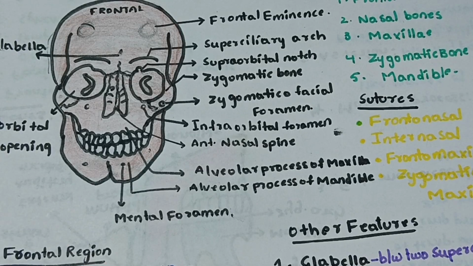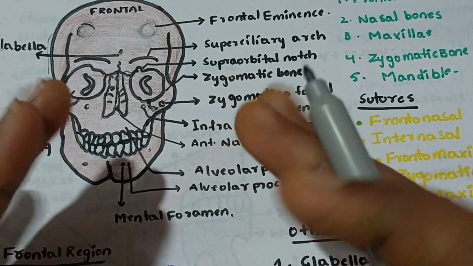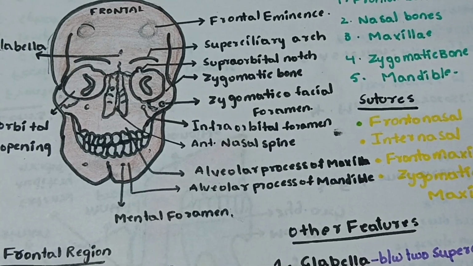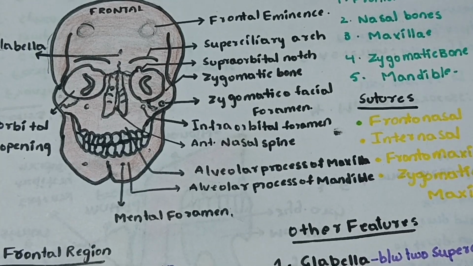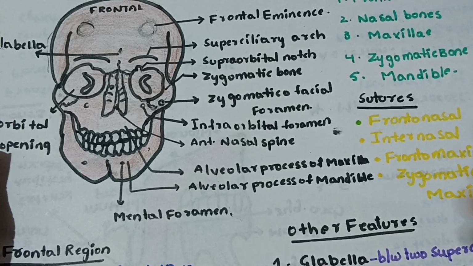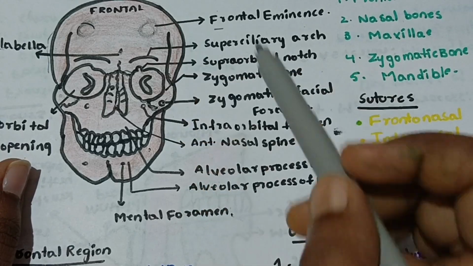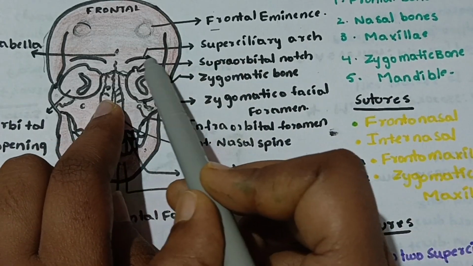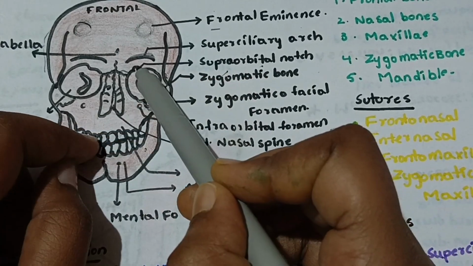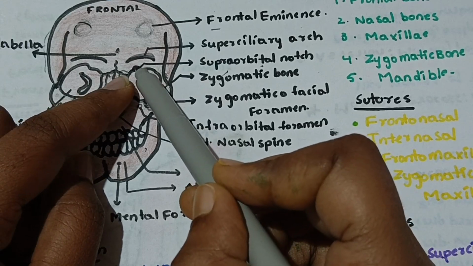There are some more features. Let's discuss what they are. These are the eminences. An eminence means an elevation, like a protuberance. In the last class we discussed the parietal eminence, which is present in the parietal bone posteriorly. Here we have the frontal eminence in the frontal bone. These are round elevations. And the superciliary arches. And the supraorbital notch: the notch present at the superior aspect of the orbit is known as the supraorbital notch.